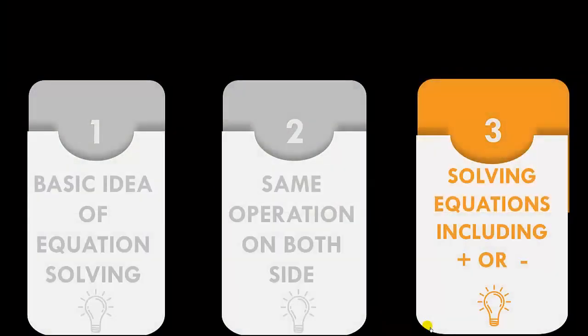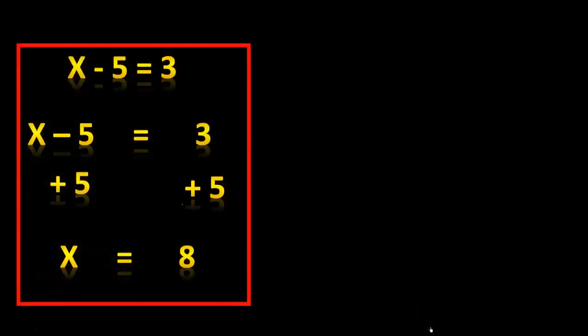Now let's summarize how to solve equations including addition or subtraction. We have an equation over here of x minus 5 is equal to 3. Now, as we know, we're gonna have to make x all by itself on one side. So how would we do that? We're gonna have to add 5 to x minus 5. So that would be x. Now, the second step, as we all know, we're gonna have to perform the same operation on both sides. So I've added 5 on this side also. 3 plus 5, which is 8. So from this we see that x is equal to 8.